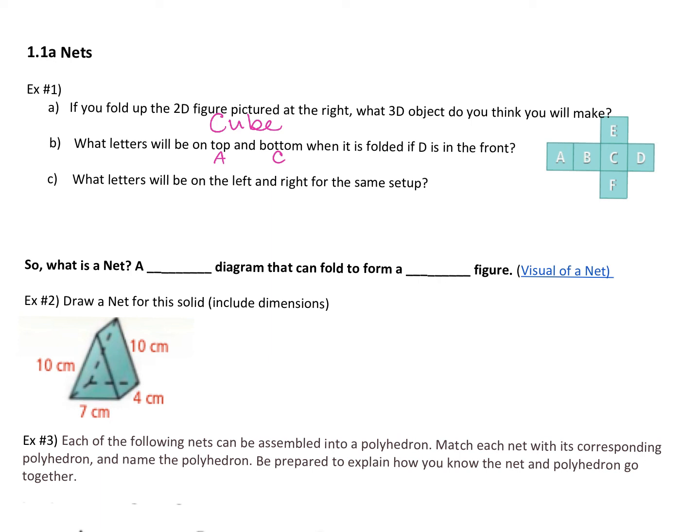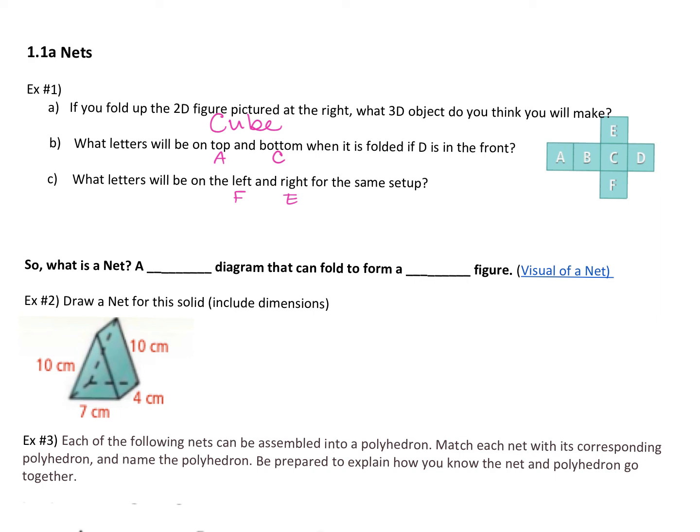Okay, so then think about letter C here. What letters would be on the left and the right if we're still using D as the front? E and F. That's going to be E and F. Yeah, so you really just have to visualize it in your brain. How would I fold this up to get what I'm looking for? So your left side technically would be F, your right side would be E if D is the front. Okay? Any questions on that?